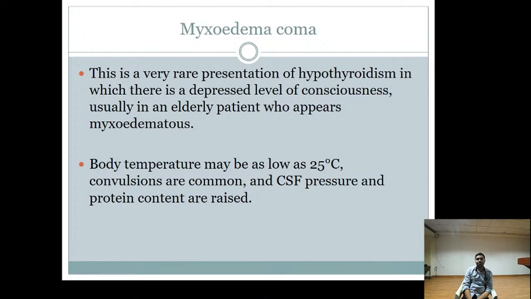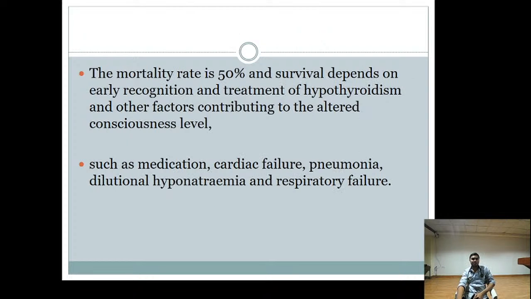Myxedema coma. Myxedema coma is a very rare presentation of hypothyroidism. There may be depressed level of consciousness, and it is usually present in elderly patients, and the patients are usually myxedematous. Body temperature may be as low as 25 degrees centigrade, and convulsions may be present, and there is an increase in CSF pressure and the protein content in CSF is also increased.